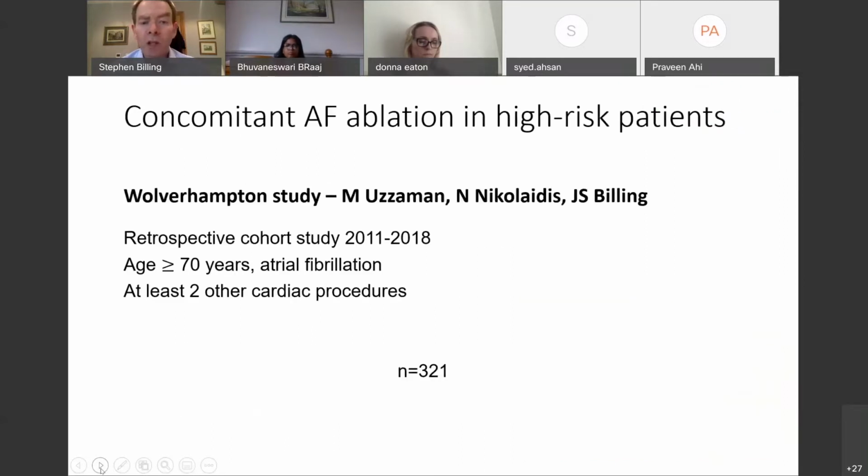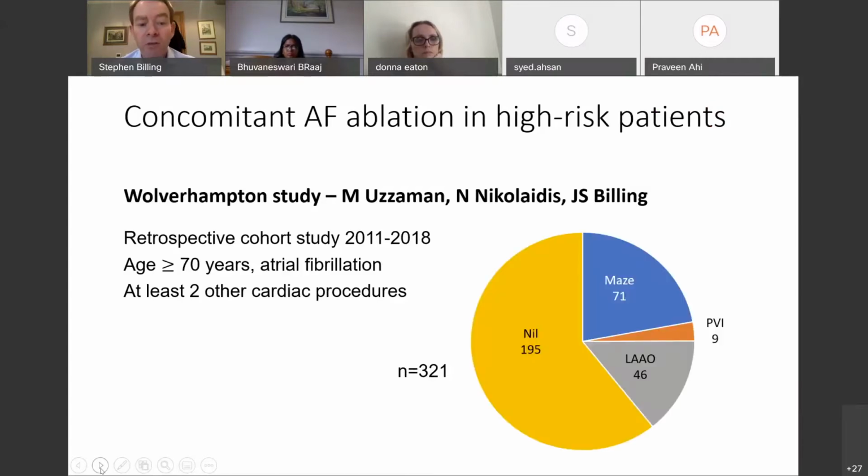We've also looked at the question of high-risk patients, and for the purposes of the study I'm going to show you here, we chose patients who were over 70, who were in atrial fibrillation, who were having at least 2 other cardiac procedures, of which there were 300 patients, and you'll see that almost 200 did not have a procedure done, but we did 70 mazes in this group. Some patients had an appendage, and there was a small number of PVIs conducted. Next, please.